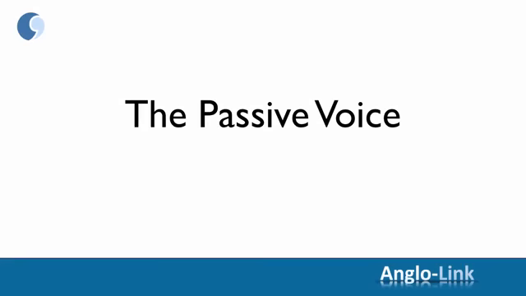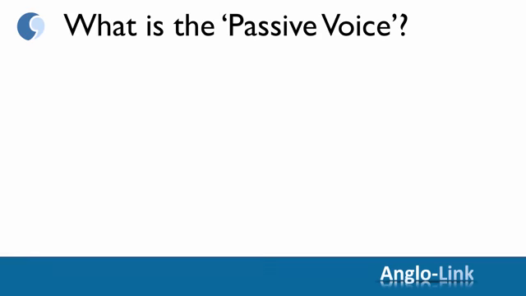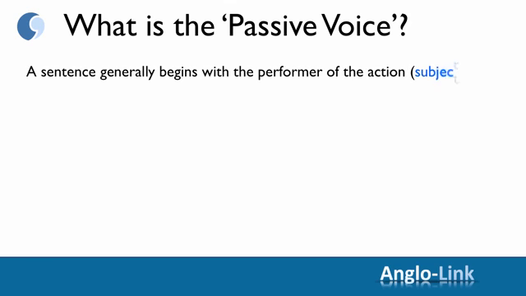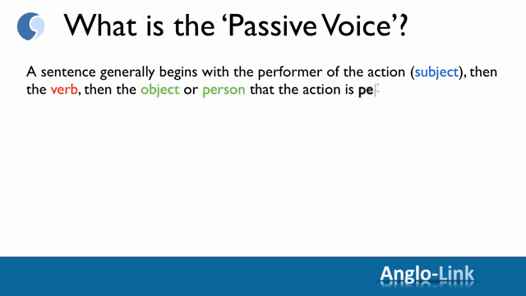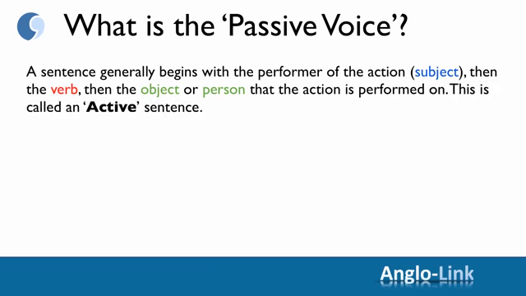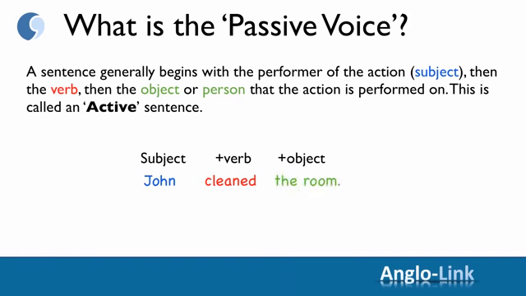The passive voice. What is the passive voice? A sentence generally begins with the performer of the action, which is the subject, then the verb, then the object or person that the action is performed on. This is called an active sentence. For example, the subject is John, the verb is cleaned, and the object is the room.